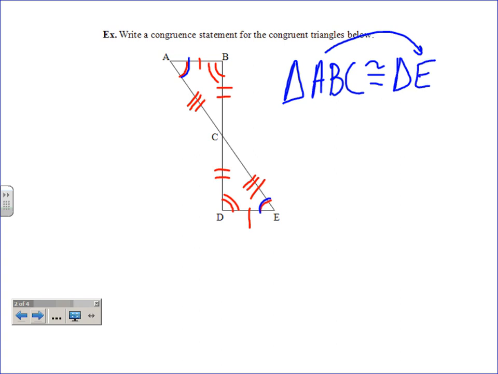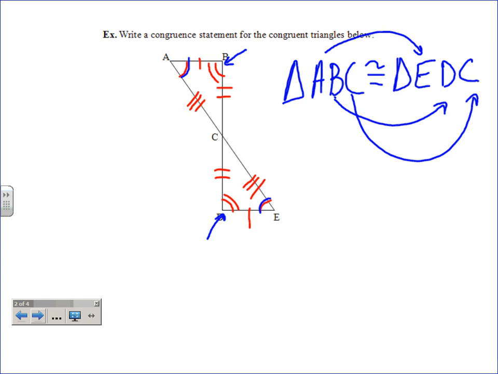So B, see how I'm going in the same order. B matches up with D. Yeah, we said that one already, right? Because they have two marks, right? Well, kind of by default, we only have one left, right? But does it still match up? C matches up with, well, wait a minute. C matches up with itself. What property is that? Kind of the reflexive property.